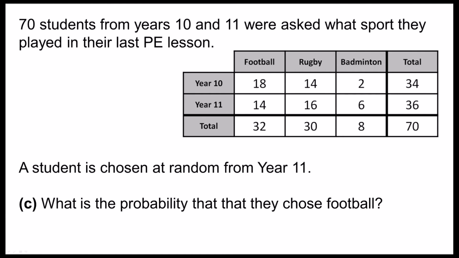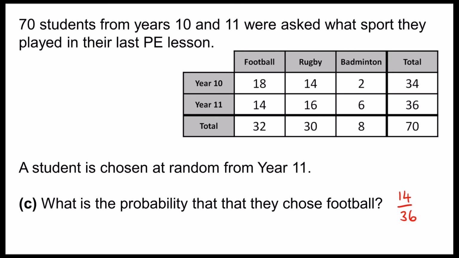In this third part, it says a student is chosen at random from year 11. That means my probability is now going to be out of 36 because we're only focusing on year 11 students. We're asked what is the probability that they chose football. Looking in my table, I can see that there were 14 year 11 students that chose football, so the probability would be 14 out of the 36 year 11s in total. Look how in this instance the denominator of our probability has changed because we're not looking at the total group, we're looking at a specific year.